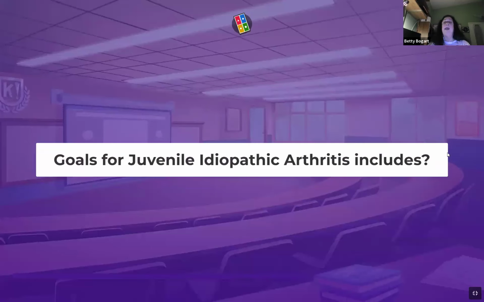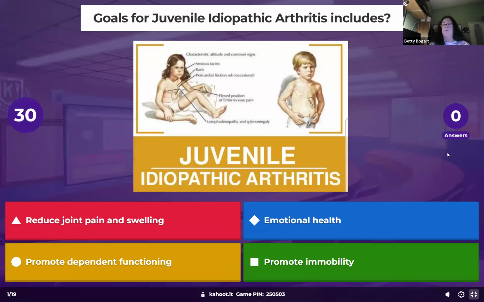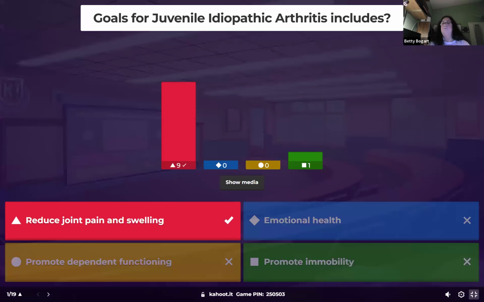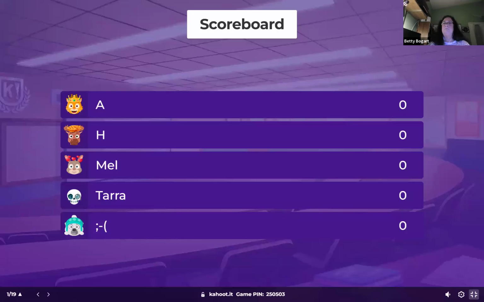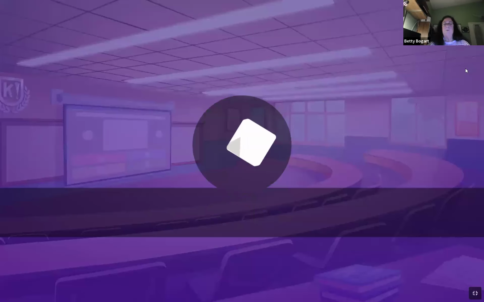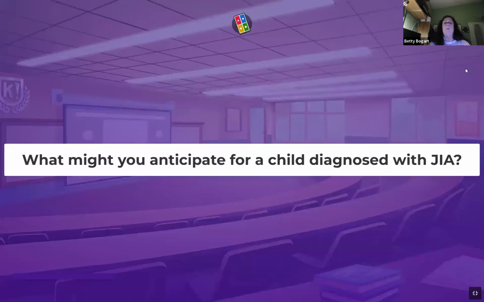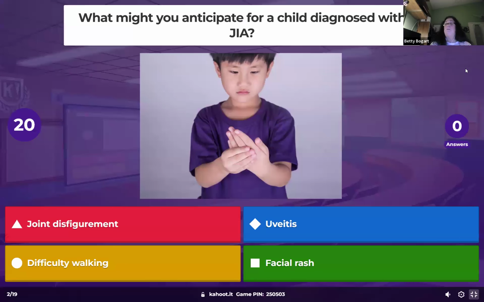Goals for JIA include... we did that before, didn't we? What might you anticipate for a child diagnosed with JIA? What symptoms? What are you worried about?